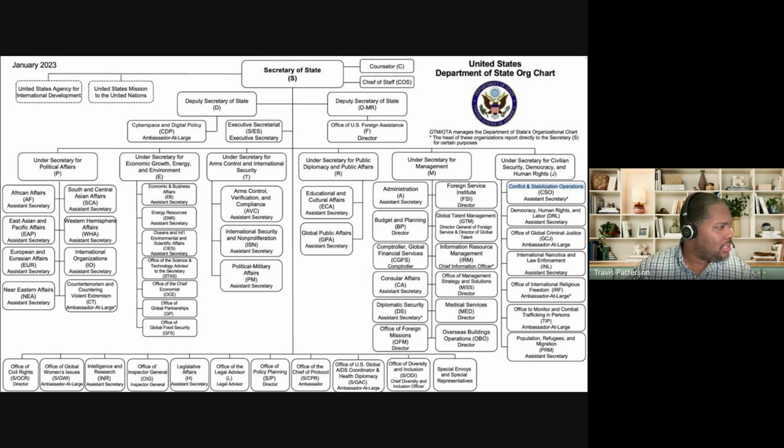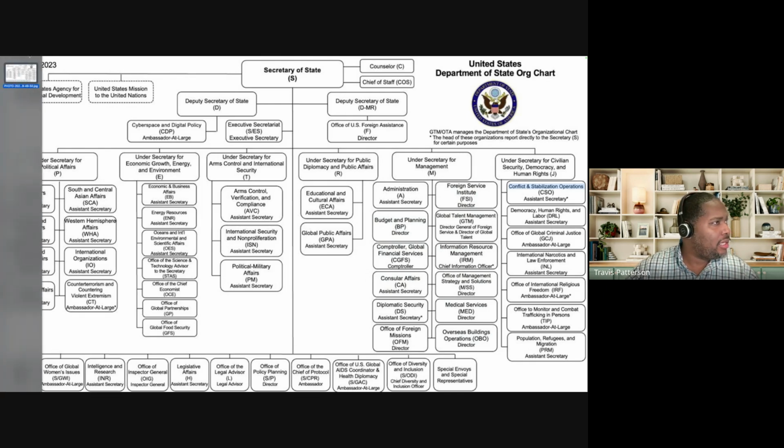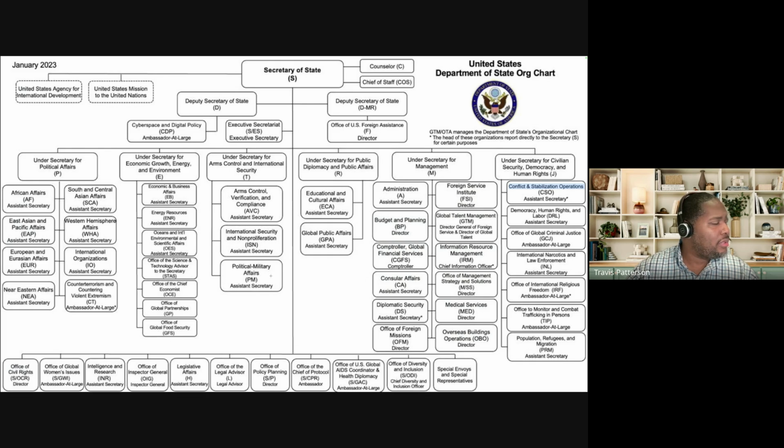All right. Lastly, you'll see that this line still kind of goes up under the Secretary of State: Office of Civil Rights, Office of Global Women's Issues, Intelligence Research, Inspector General, Legislative Affairs, Legal Office, and so on and so forth. Let's put some faces to it because we've been looking at this for long enough.